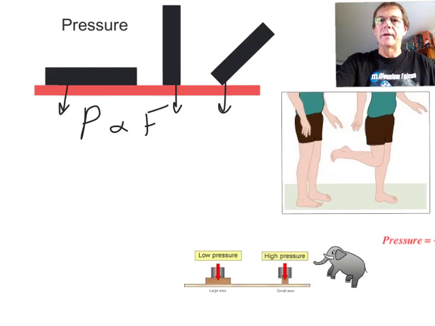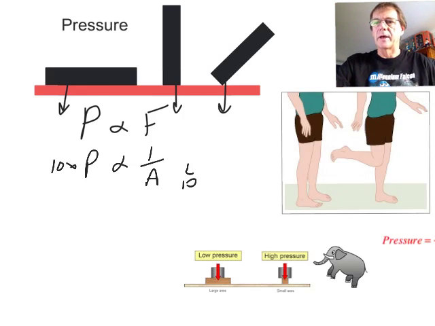So the amount of area that's present does change the pressure. If you were to halve the area of contact, you will get double that pressure. If you do a tenth of the area of contact, you'll get 10 times the pressure. So pressure is pretty important in that regard. You can also see that in this diagram down here.